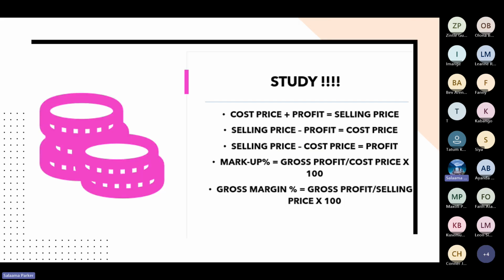So again, your formulas, please study that. Cost price plus profit equals selling price, selling price minus profit equals cost price, selling price minus cost price equals profit, and then your markup percentage. How do I calculate my markup percentage? It's my gross profit divided by my cost times 100, and my gross margin, gross profit divided by selling price times 100.